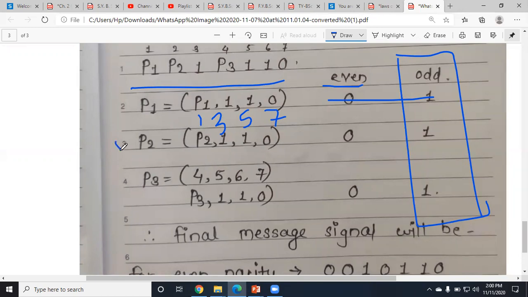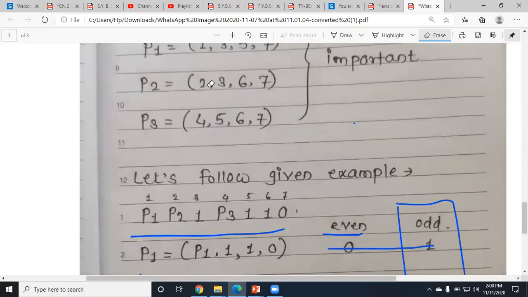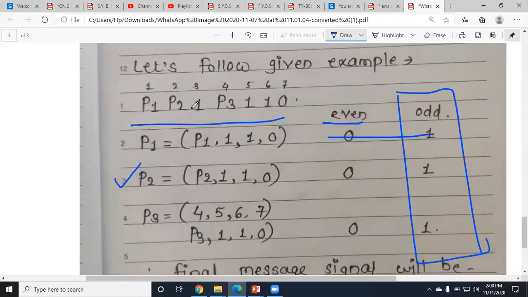Now we have to find P2. The same strategy we are going to use. For P2, which digits do I need to consider? 2, 3, 6, 7. So what is my second place? P2. What is my third place? 1. What is my sixth and seventh place? 1, 0. Everybody gets this?